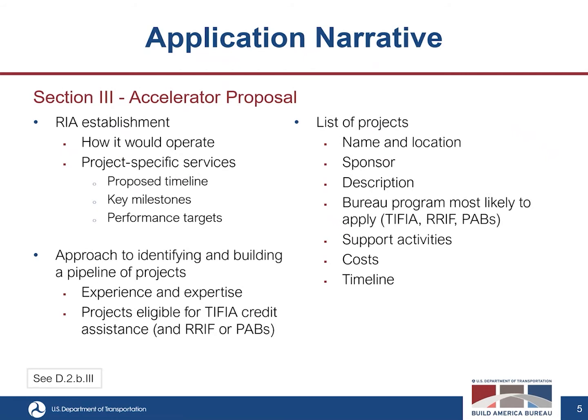This section also should contain a list of projects that the applicants propose to assist under the Regional Infrastructure Accelerators. Such detailed information should include project name and location, project sponsor, the description of the project itself, the Bureau program most likely to apply for this project, whether it's TIFIA, RIF, or PABs, and the supporting activities the applicant envisions that the Regional Infrastructure Accelerator will provide. The project description should also include the cost and the project timeline for delivery of the project and some specific activities within the project development cycle.